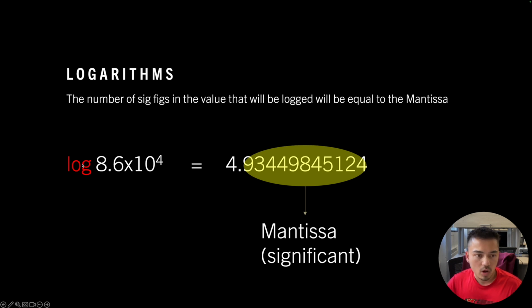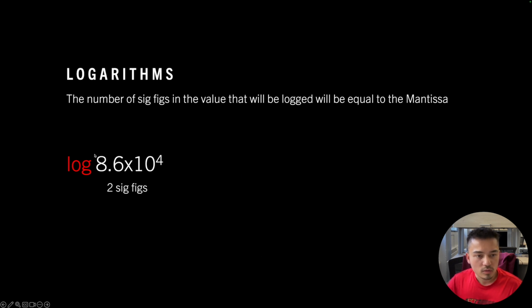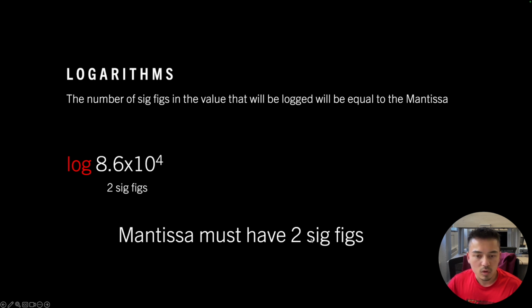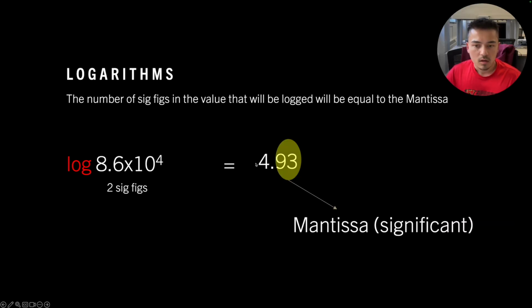So, logging 8.6 times 10 to the 4 has 2 sig figs. Going back to the definition, that means that the mantissa needs to have 2 sig figs. So, going to our answer, the mantissa, which is the numbers after the decimal place, is only 2 digits. So our answer would be 4.93.